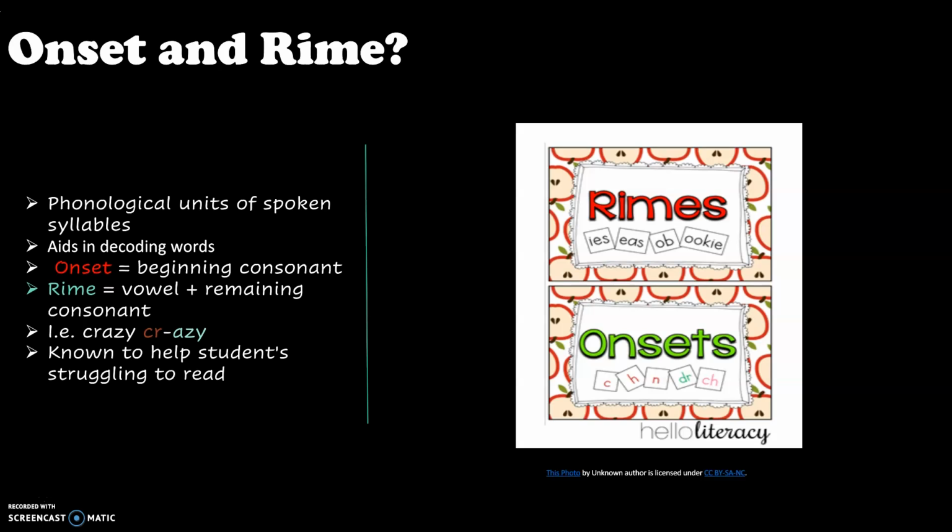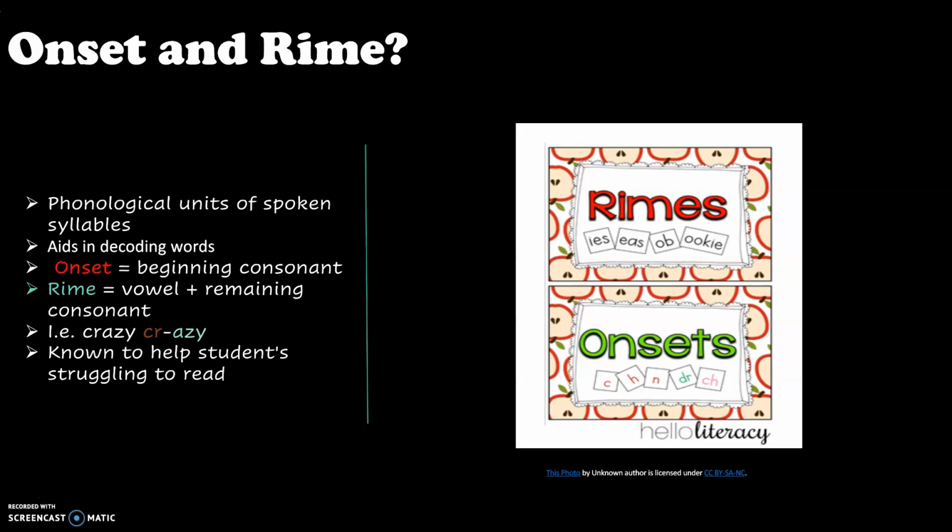So here you can see I have an example where I use the word crazy. CR is the onset because it's the beginning consonants. AZY is the rhyme because it's the vowel A and the remaining consonants, ZY.